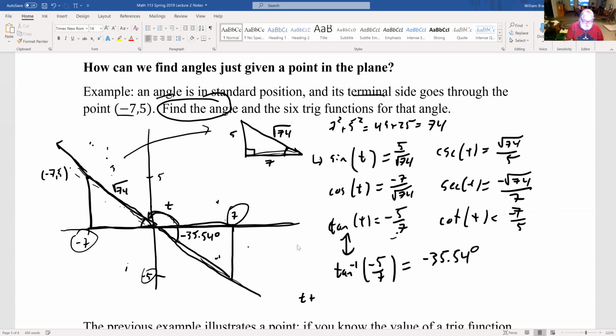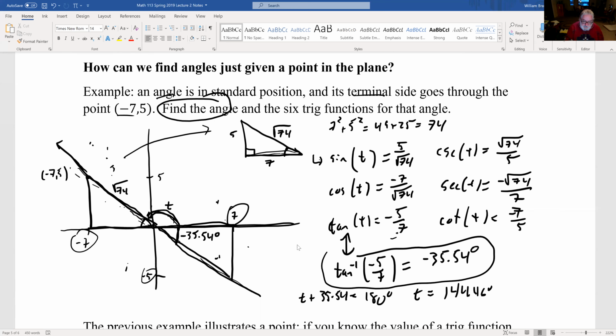Well, t plus 35.54 must be equal to 180 degrees, right? This whole angle has to be 180 degrees. And so t must be 144.46 degrees.